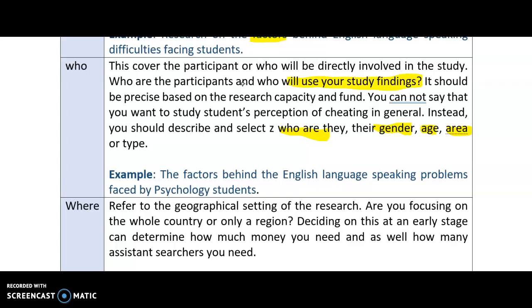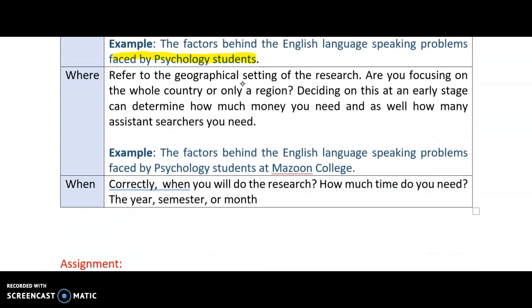So, factors behind English language speaking difficulty, here in this study, psychology students. This is another way of refining it. And then, giving it more focus, psychology students, then tell us exactly where, under which institute. Is it, for example, here, Mazoon College? Then tell us, is it in the whole Sultanate of Oman, or in the whole country if it is Qatar or Kuwait, or only in part of the regions?